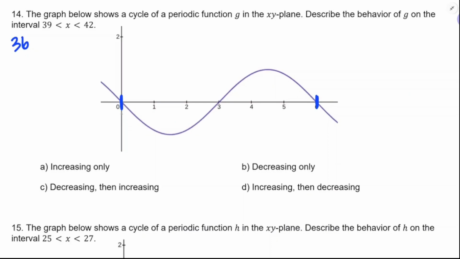So what I'll do is I'll just say, all right, this is now 36, and the period was 6, so this is now 42, and just ignore that y-axis, and this is now my graph. Okay, I really think this is the way to solve this type of problem. So we're asking about 39, okay, well 37, 38, 39 here. From 39 to 42, the graph is increasing and then decreasing. So that would be this one.